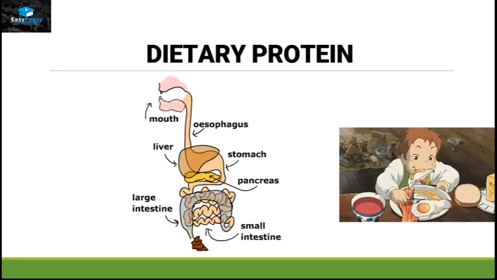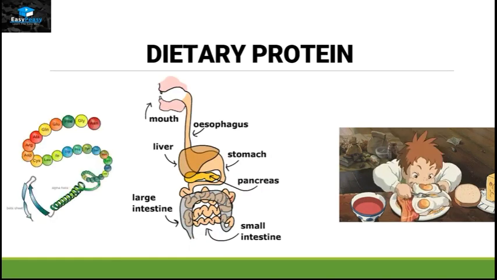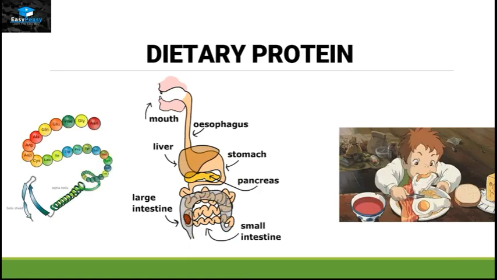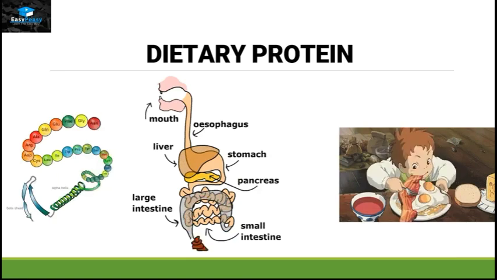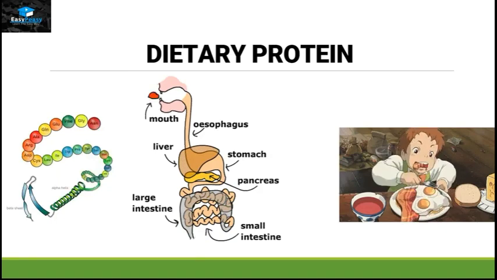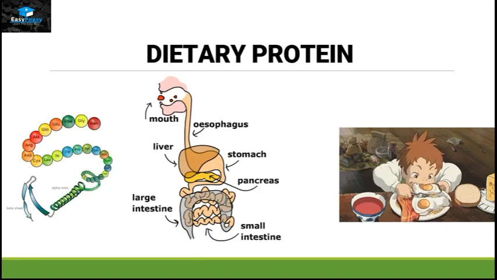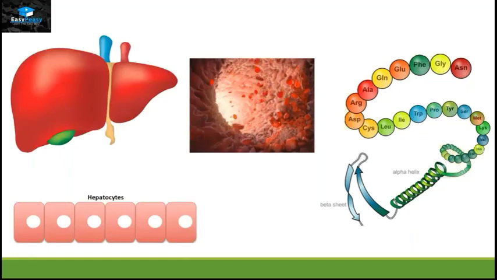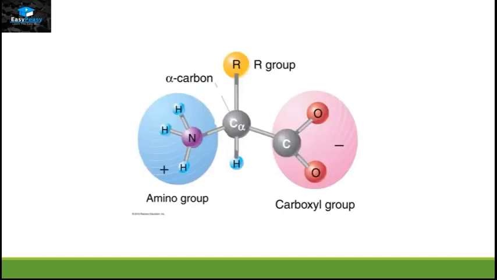Amino acids are the building blocks of protein. So when proteins are broken down, they form amino acids. These amino acids are absorbed into the blood through the intestines, and are transported through the bloodstream to the liver. So in the liver, that's where your amino acid is metabolized. We have the hepatocytes, which make up the liver cells.